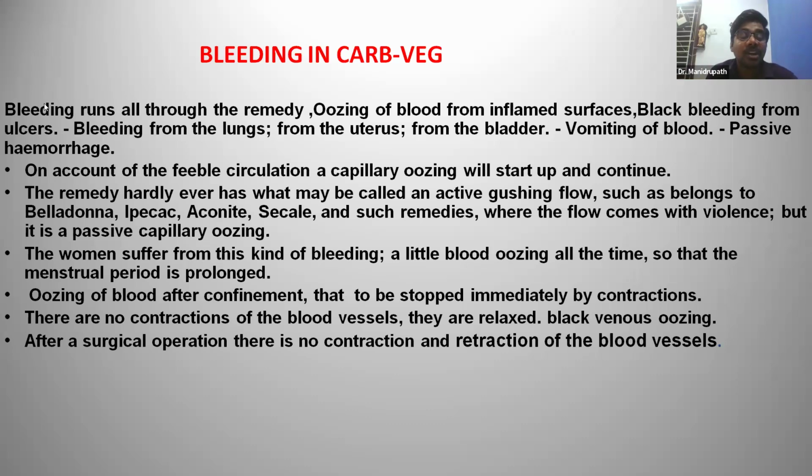Women suffer from this kind of bleeding, a little blood oozing all the time, so that the menstrual period is prolonged. This you need to understand. Oozing of blood after confinement should be stopped immediately by contractions. But there are no contractions of the blood vessels due to sluggishness or coldness. They are relaxed. That's why they go into the state of black venous oozing. They go into a gangrene state. They go into an ulcer state. After a surgical operation, there is no contraction and retraction of the blood vessels. This is the carboveg bleeding.